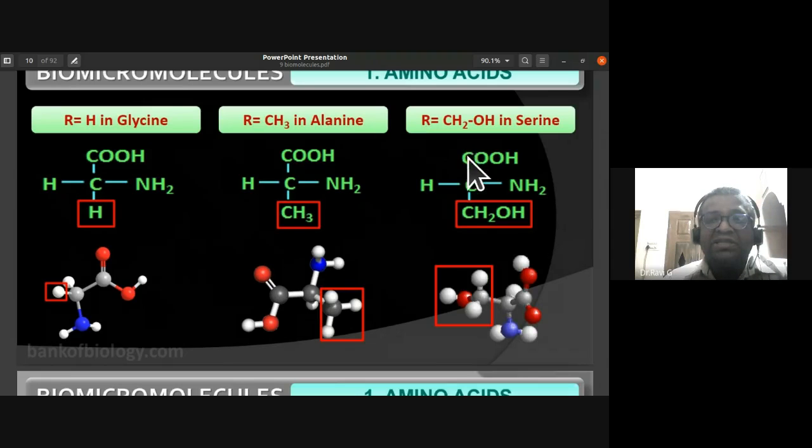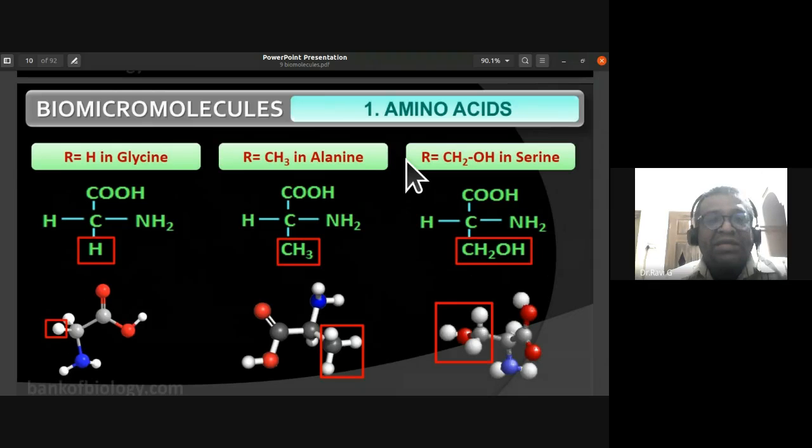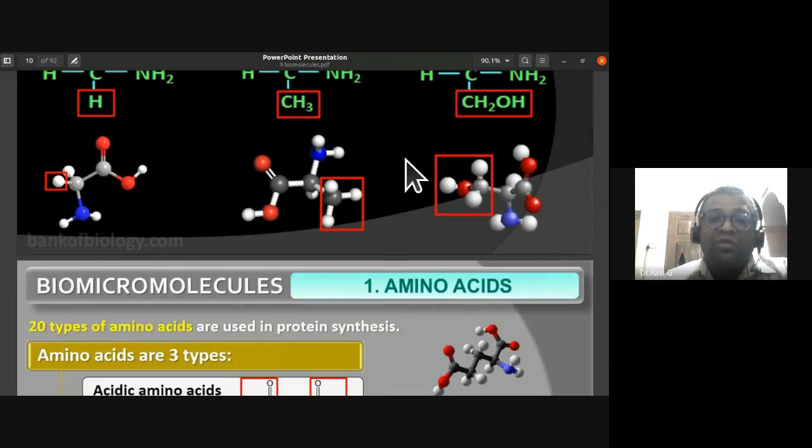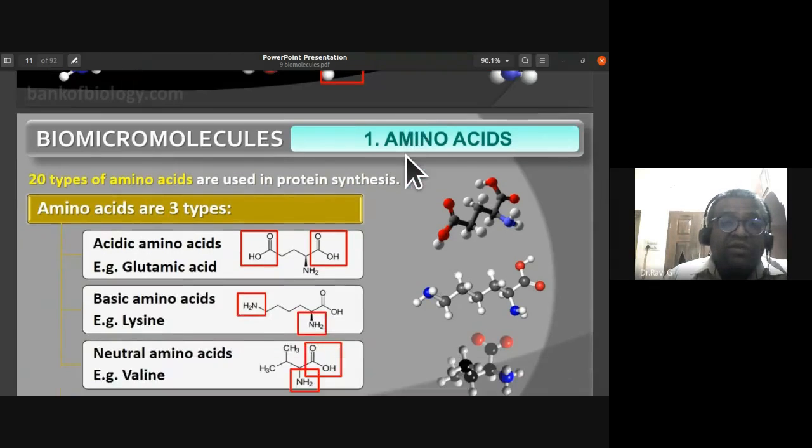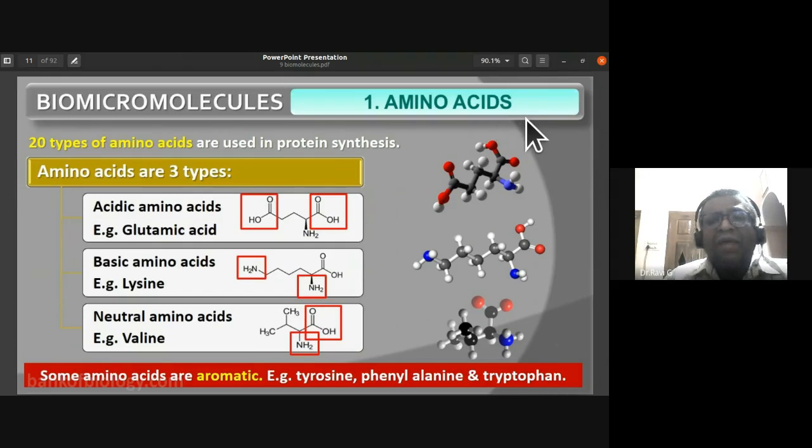Just remember this structure of this macromolecule, especially amino acids, where the R or variable group can be replaced by various groups, from hydrogen to a methyl group to a methyl alcohol group. There are 20 types of amino acids and they are used in protein synthesis, or biological translation.